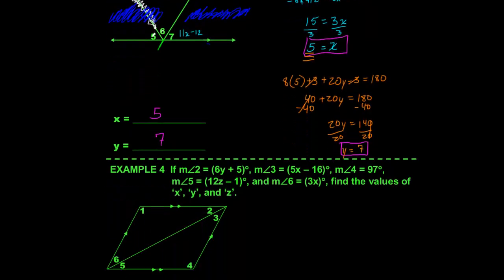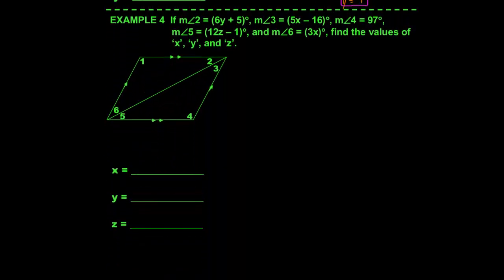All right, so let's move down to our example 4. I'm going to start out by putting in any information that I know. So the measure of angle 2 equals 6y plus 5. Measure of angle 3 is 5x minus 16. The measure of angle 4 is 97 degrees.